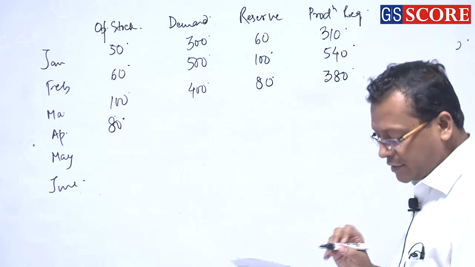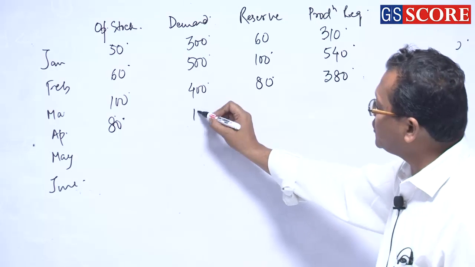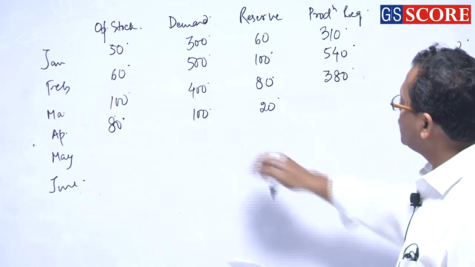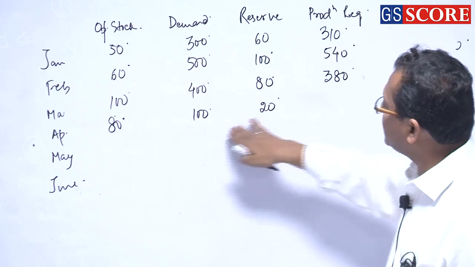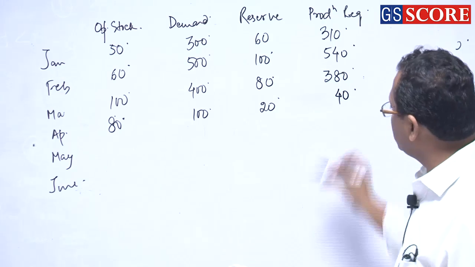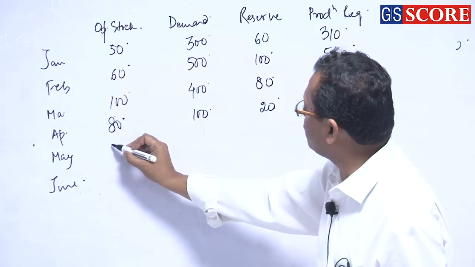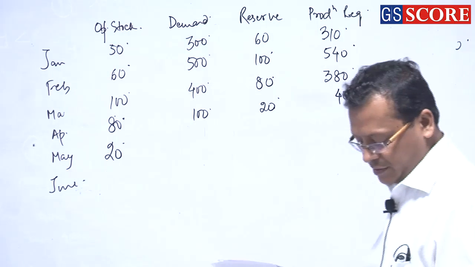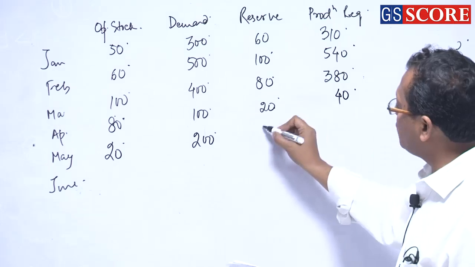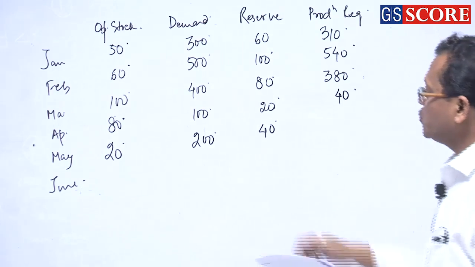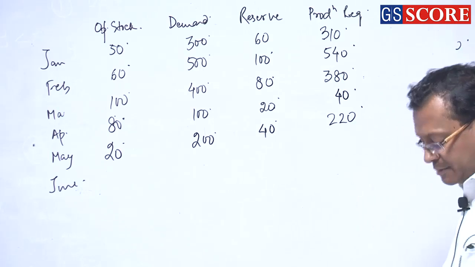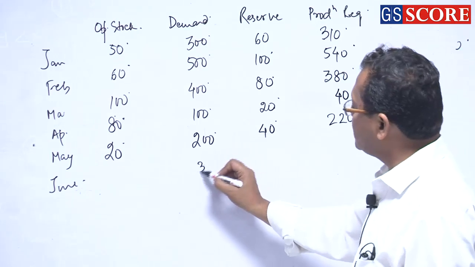Let us complete the whole thing. April demand is 100, and 20% of 100 is 20. So 100 plus 20, 120, minus 80 is 40. This reserve becomes the opening stock for May, so it is 20. May demand is 200, and 20% of 200 is 40. So 240 minus 20 is 220.